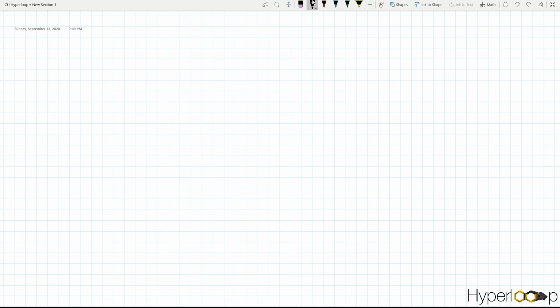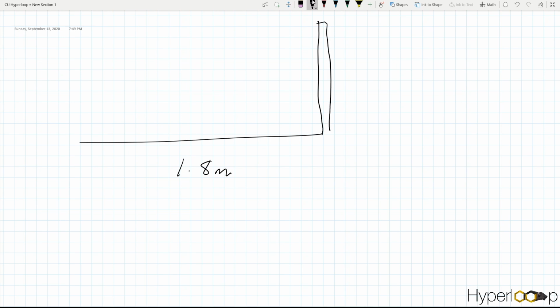We've got ourselves on the field, and we are about 1.8 meters away from our goal here. And our goal is, we're talking about the high goal right now, we're calling it 0.9 meters high, or 36 inches. And 1.8 meters is 72 inches. So this is about 6 feet. This is about 3 feet.